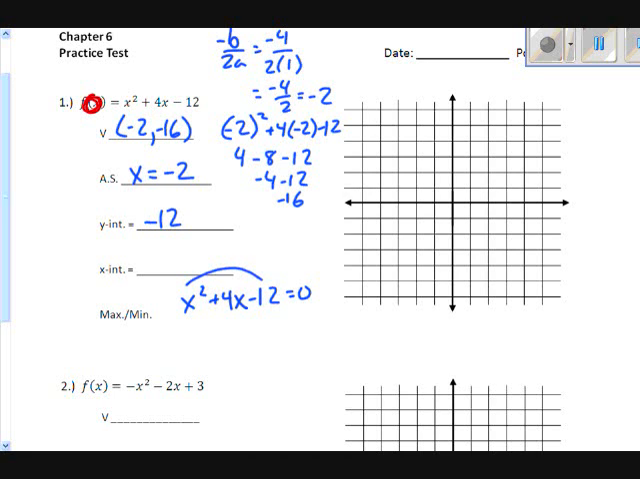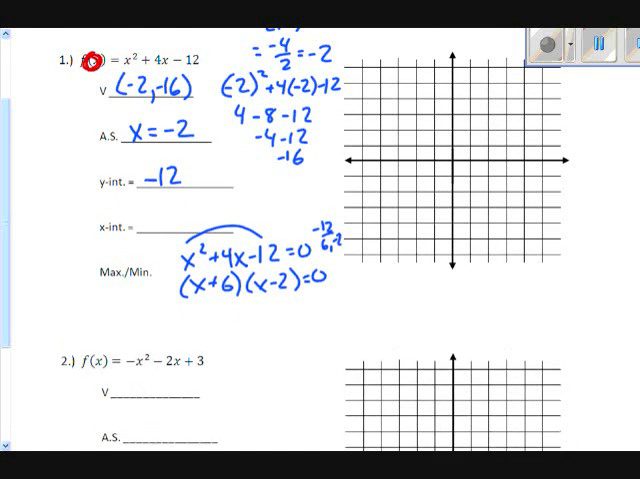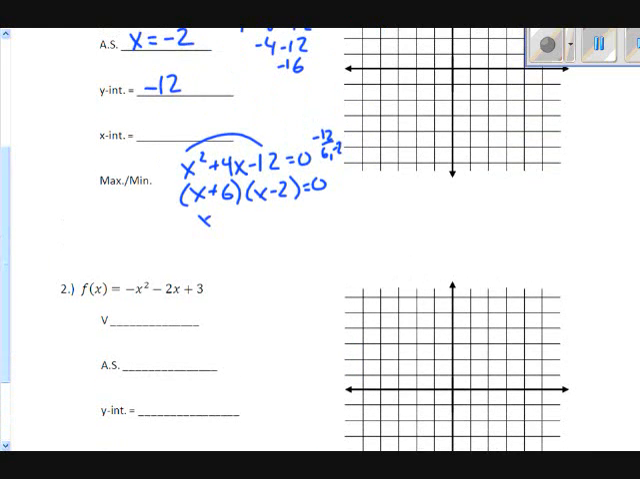To do that, I'm going to build a bridge. That's a negative 12. The two magic numbers that I need here are going to be a positive 6 and a negative 2. I can use my shortcut, so that's x plus 6 times x minus 2. Now I set each factor equal to 0. So I do x plus 6 equals 0, and x minus 2 equals 0, and I solve each. This one I subtract the 6, so I get x equals negative 6. Here I add the 2, so I get x equals 2, and that's it. Those are my two x-intercepts.